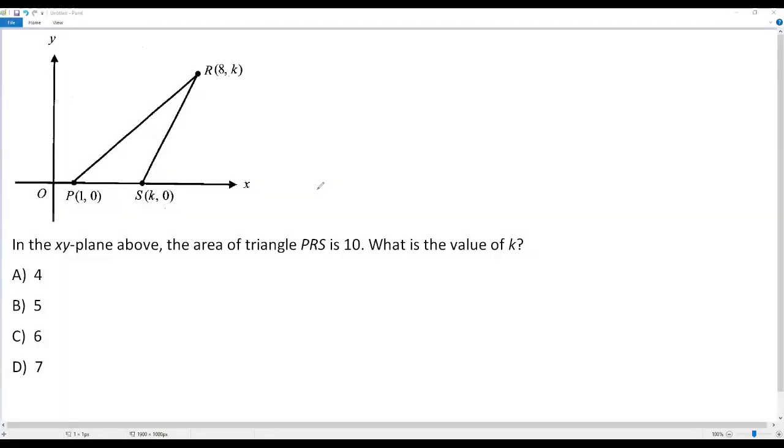Here we have a SAT math problem. Okay, let's go to the question. In the xy plane above, the area of triangle PRS is 10. What is the value of K?